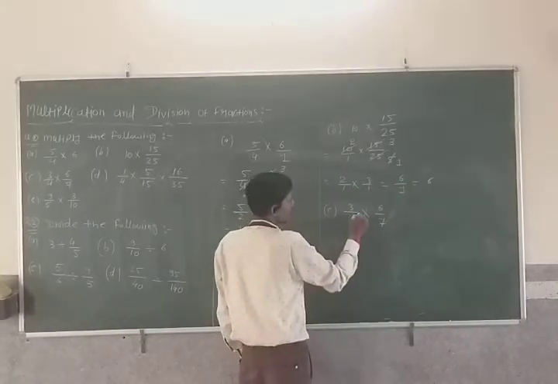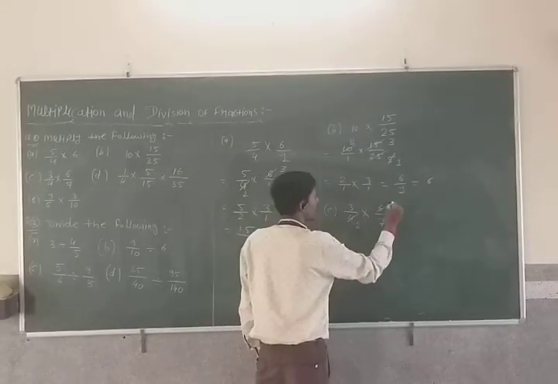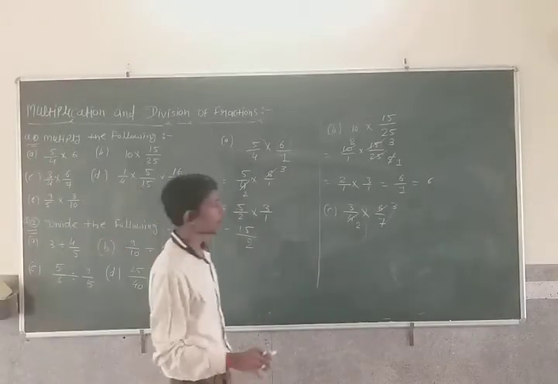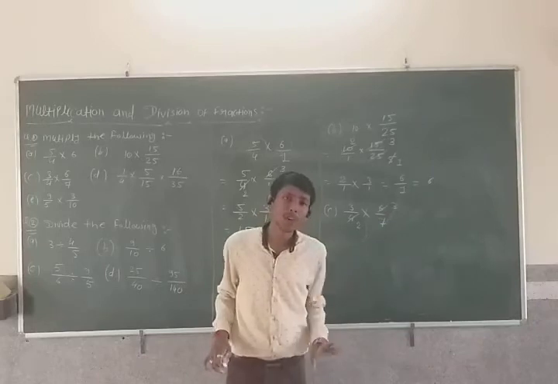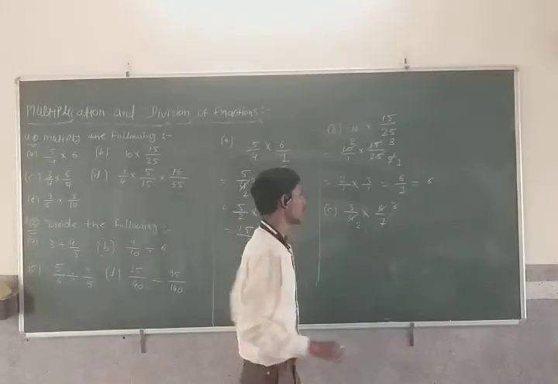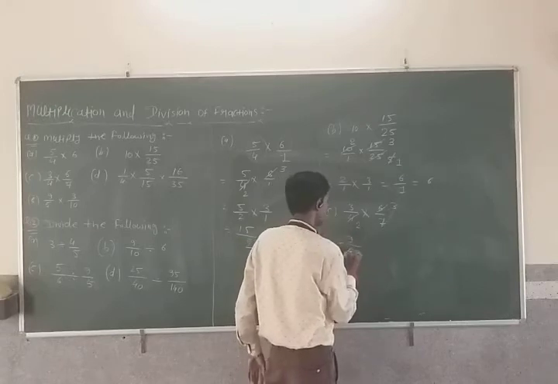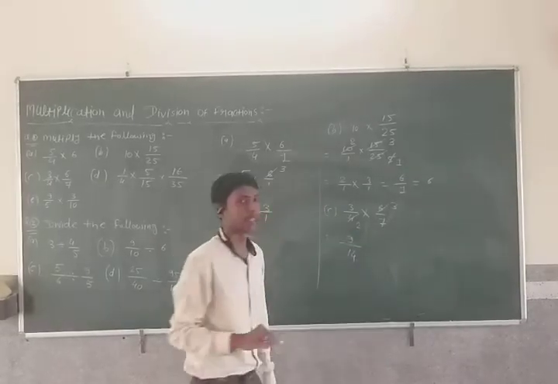Yes, this 4 can be divided 2 times and this 6 can be divided 3 times by the table of 2. 2 2s are 4, 2 3s are 6. So now 3 3s are 9 and 2 7s are 14. That will be your answer.